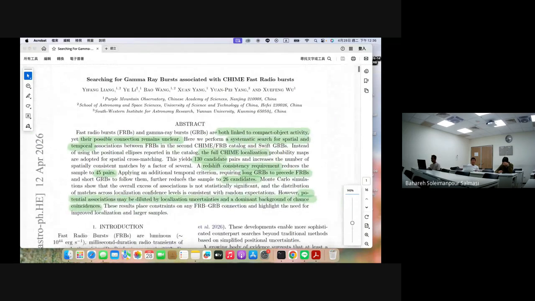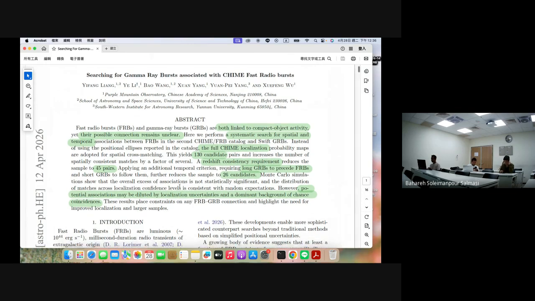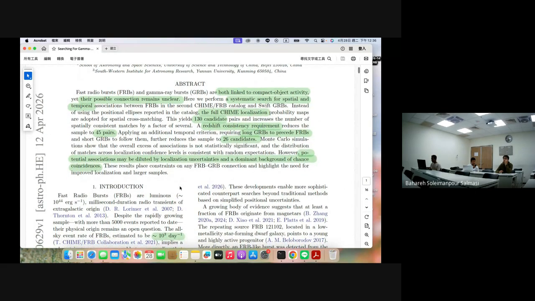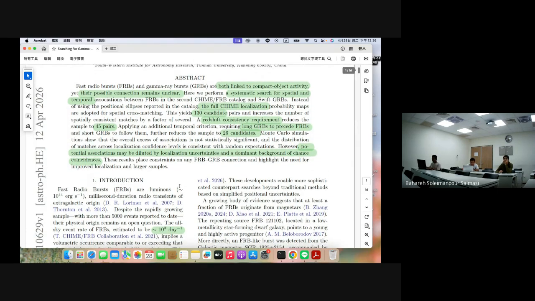Okay, today I'm going to talk about searching for gamma ray bursts associated with CHIME FRBs. Because FRBs and gamma ray bursts are both linked to compact object activity, they are trying to find a connection between them. In this paper, they use the FRB data from CHIME and the gamma ray burst data from Swift.